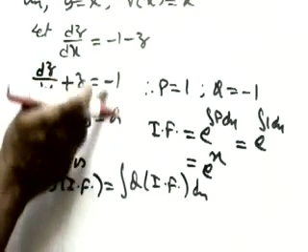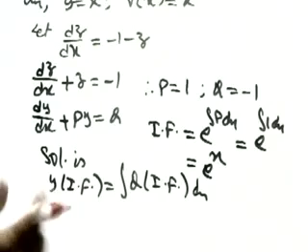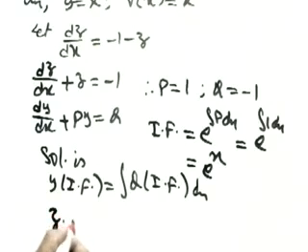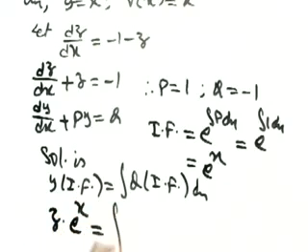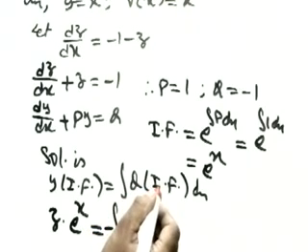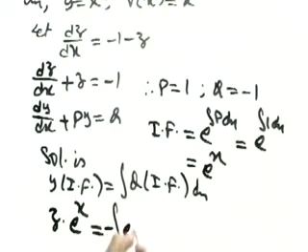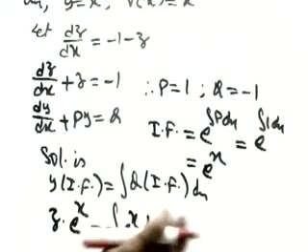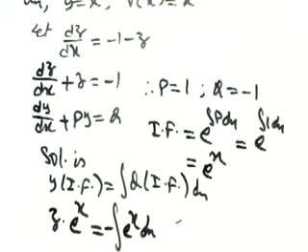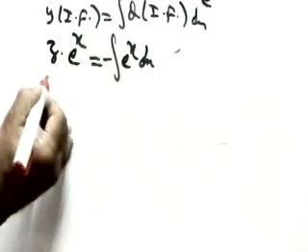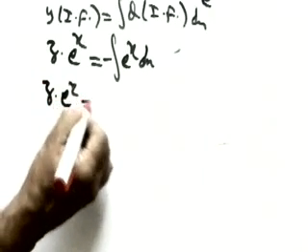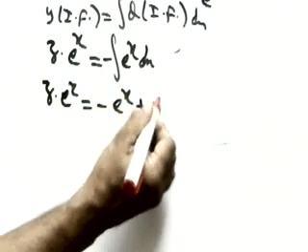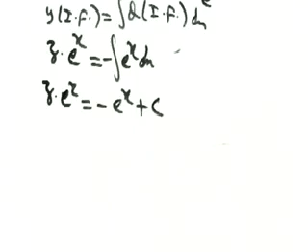When we compare, in place of y, z, p is 1, q is minus 1. So therefore in place of y you write z into integrating factor e power x equals to integration of q is minus 1, bring out minus 1, into integrating factor e power x dx plus c. So integration, let me write in the next step. Integration of e power x will be e power x. So z into e power x equals to minus e power x plus c.